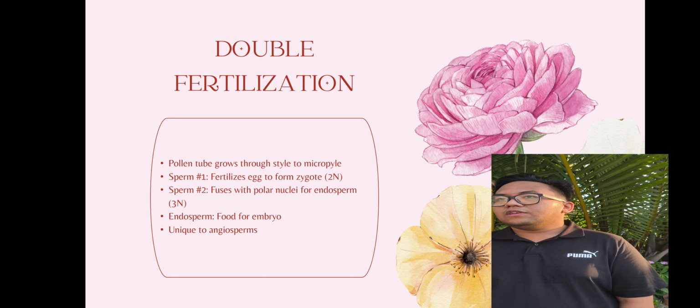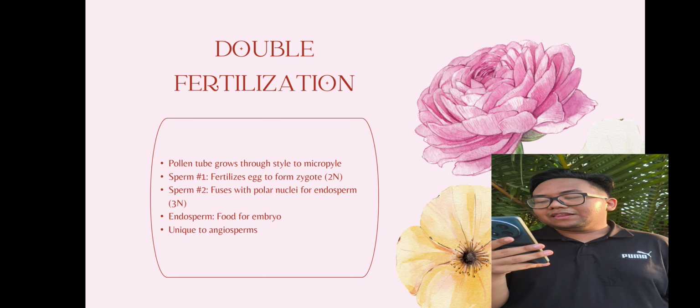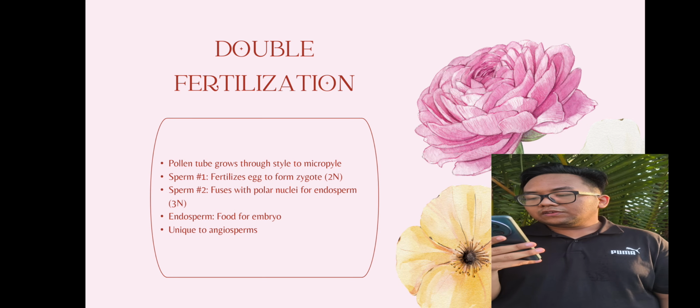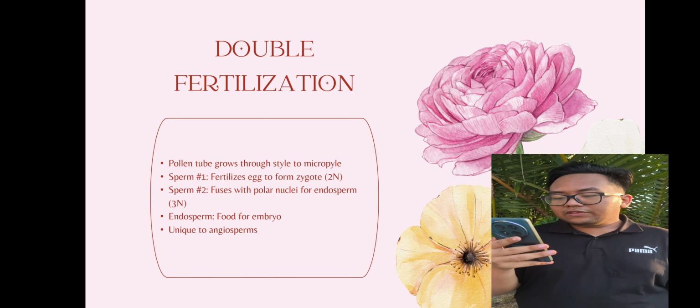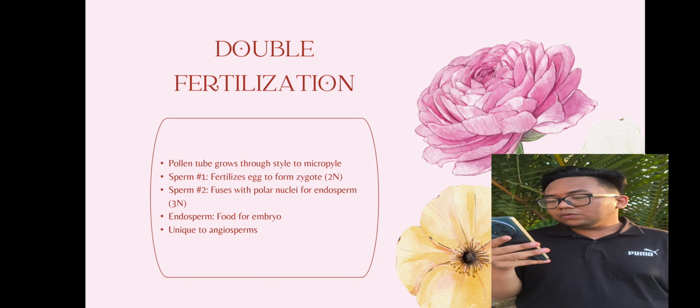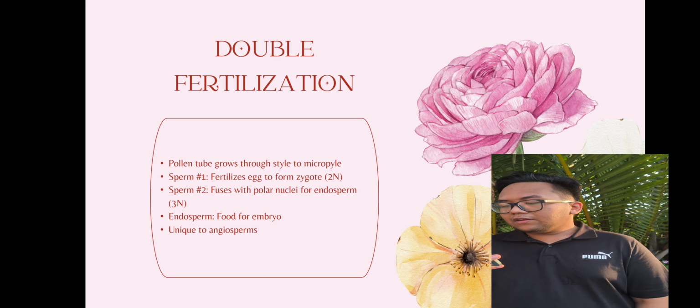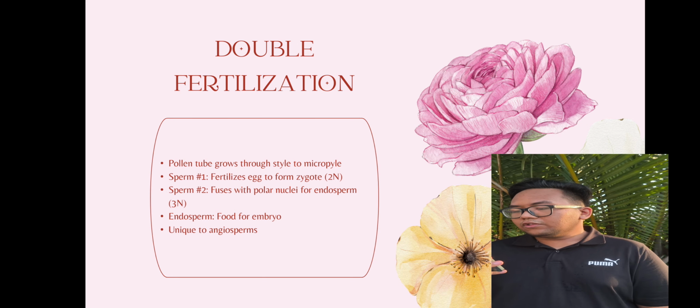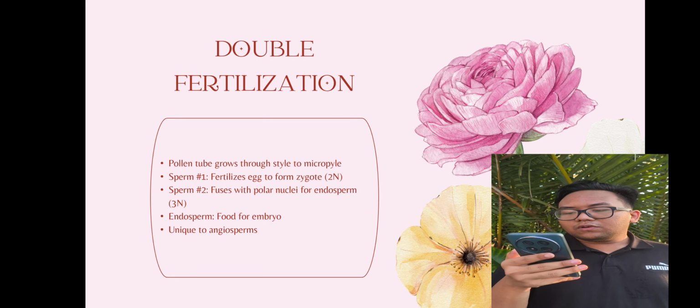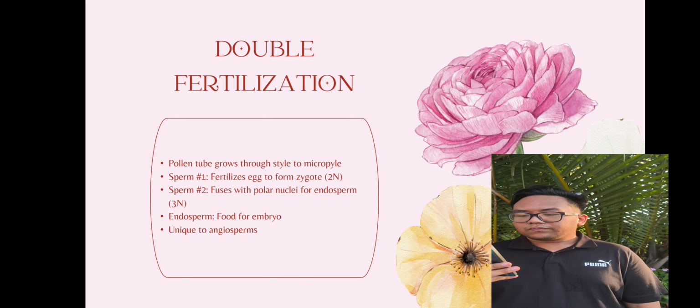On the next slide, which is slide 11, double fertilization. Double fertilization sees a pollen tube carry 2 sperm. One fertilizes the egg to form a zygote, the other fuses with the polar nuclei for endosperm to nourish the embryo, unique to angiosperms.